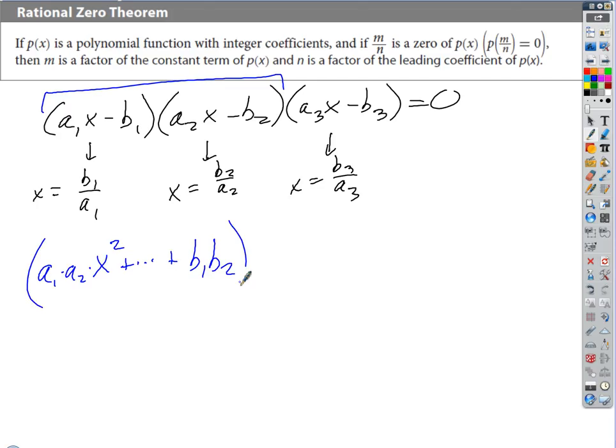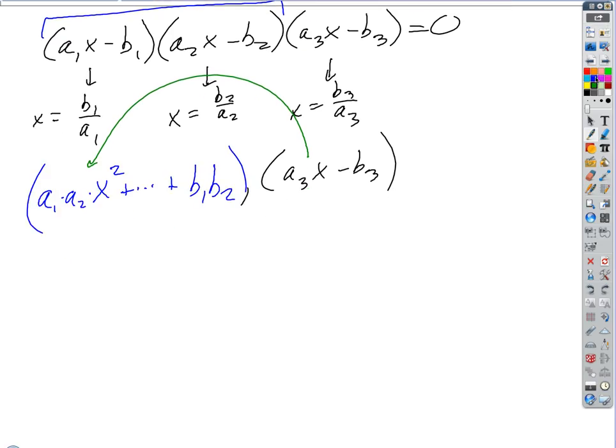Now, what if we were going to multiply that one through, distribute that through by a sub 3x minus b sub 3. And let's just go ahead and distribute the a sub 3 backwards here. So if we distribute that back to the x squared term, that's going to give us the leading coefficient of our answer, isn't it, with the biggest power of x? Okay, what's that going to look like? A sub 1, a sub 2, a sub 3, x cubed.